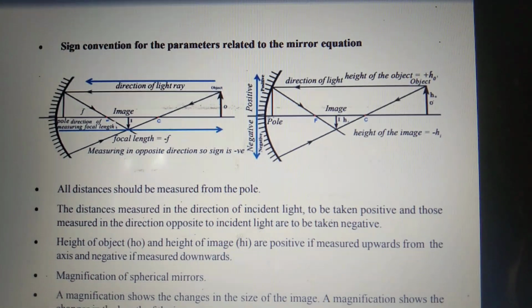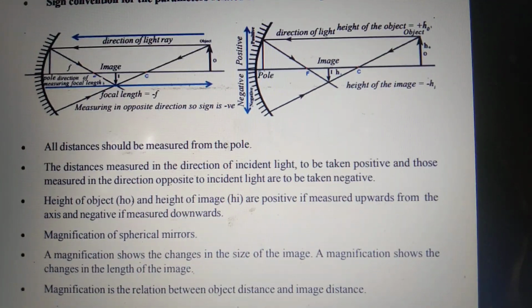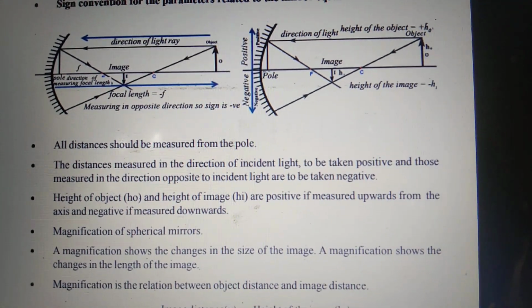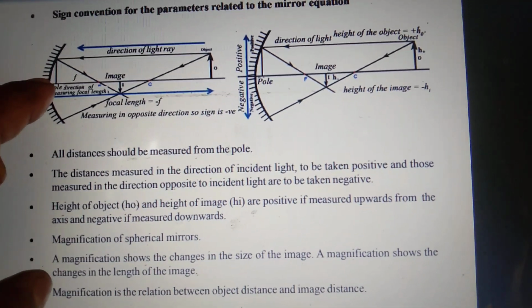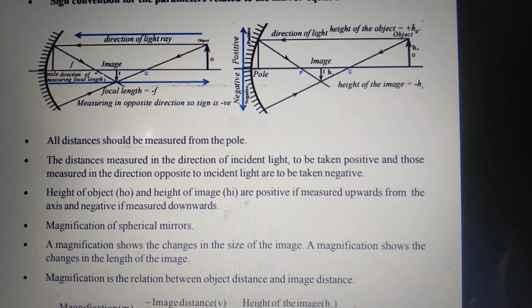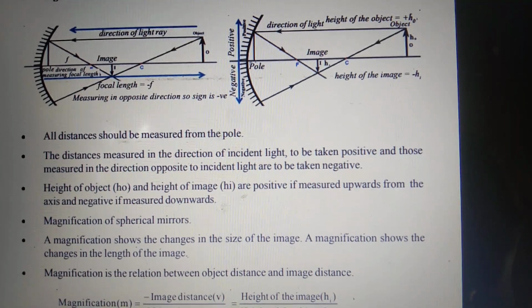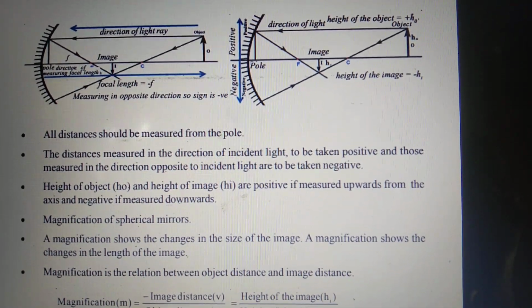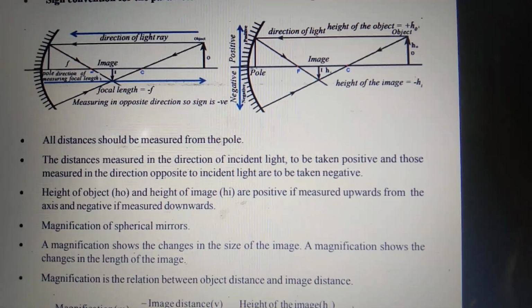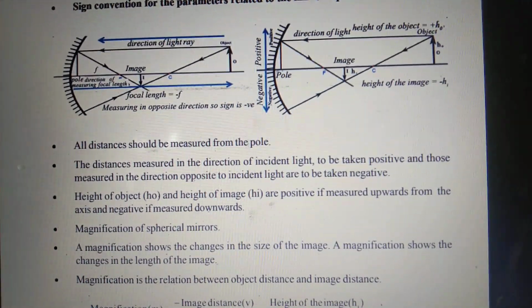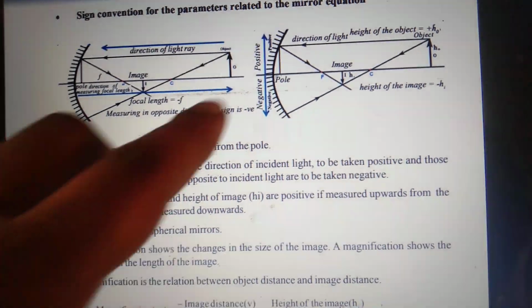See here, the first point is all distances should be measured from the pole. So children, all distances should be measured from the pole. Next, the distances measured in the direction of incident light are taken as positive, and those measured in the direction opposite to incident light are taken as negative, right? So this is the direction of the light ray.